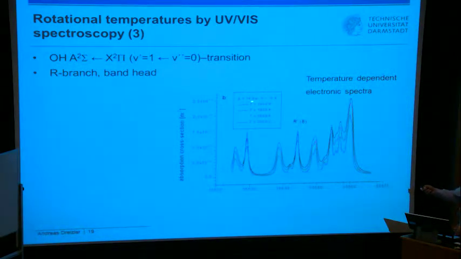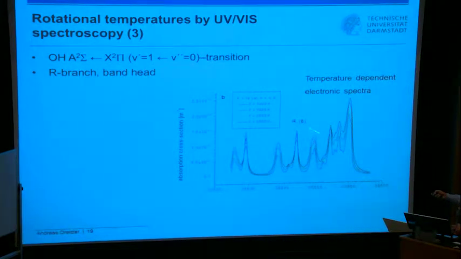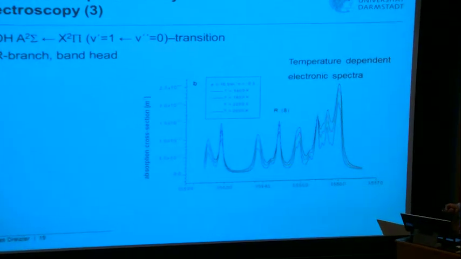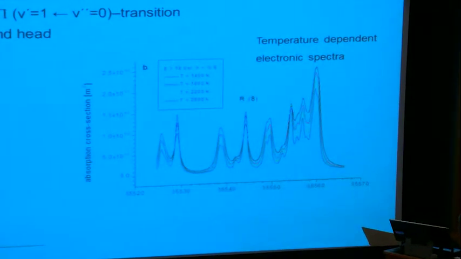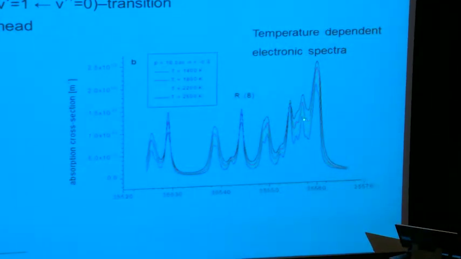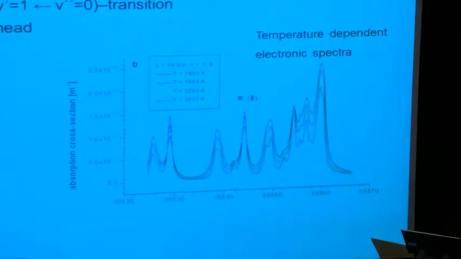I calculated that here for 18 bar, forget this N for the moment, and did this for different temperatures from 1400 to 2600 Kelvin. And you find now in different colors this absorption spectra. And because of the Boltzmann distribution, you find, for example, these features here, they are strongly dependent on temperature.